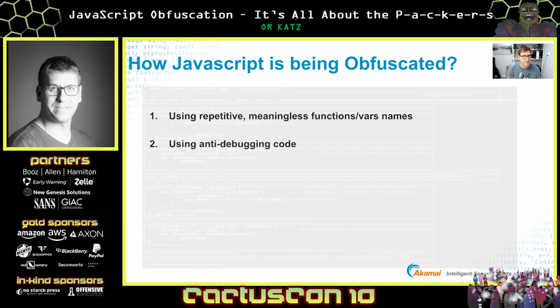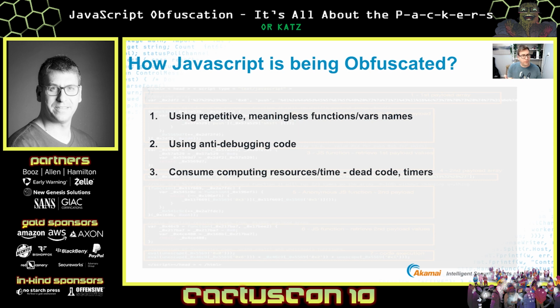Another way to do that is to use anti-debugging techniques, meaning that when you want to understand that code, when you want to go over that code and debug it, you will have some problem doing that. It's not impossible, but it will make your life much harder. And the last element, and these are three really generic notions of how JavaScript is being obfuscated.